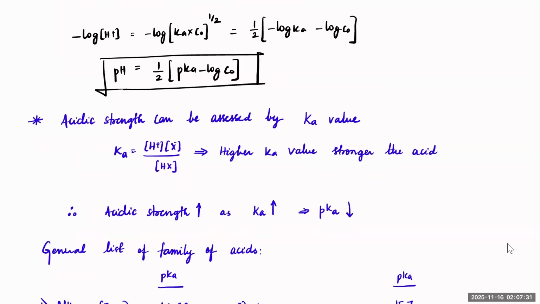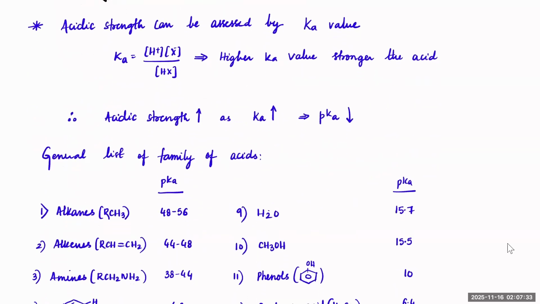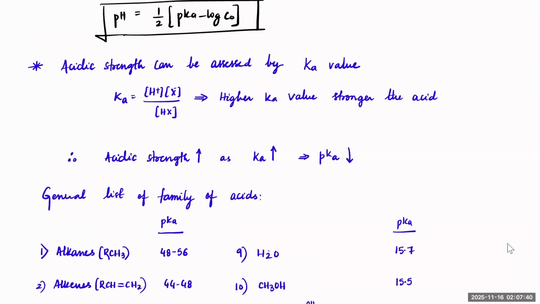So if you want to compare acidic strength of two acids, you can always assess by their Ka value. What is Ka? Ionization constant of acids. By definition, what is Ka? Ka is products concentrations by reactant concentration. In product, we have H plus and X minus, divided by reactant, we have HX.